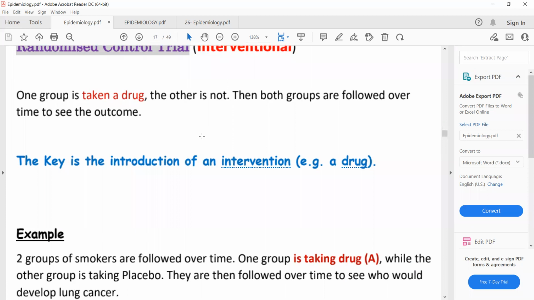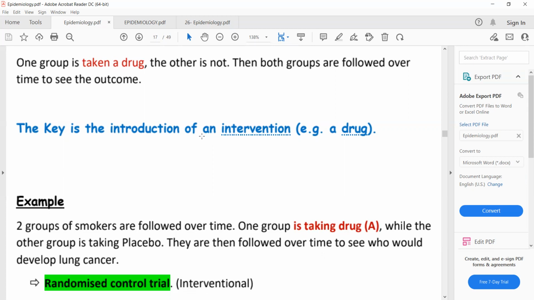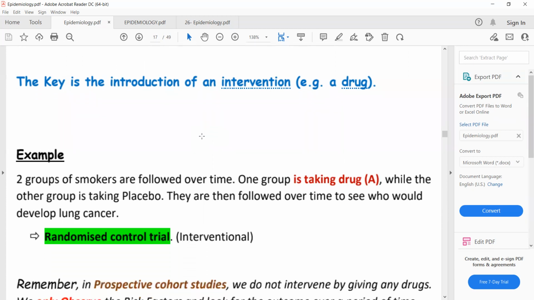Two groups of smokers are followed over time. Up to this line, we can say that it is a prospective cohort study. Now, one group is taking drug A, while the other group is taking placebo. Because there is an introduction of a drug, this is now a randomized controlled trial. They are then followed over time to see who would develop lung cancer.